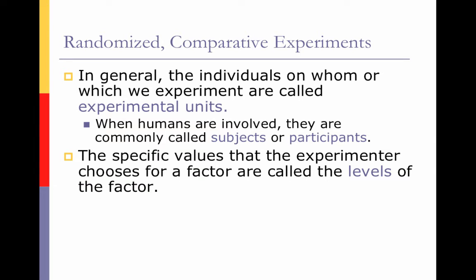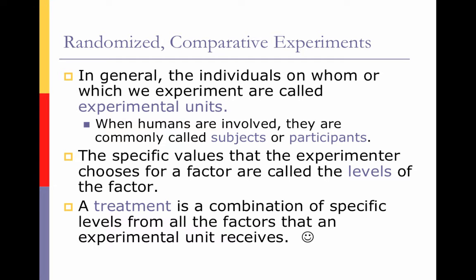The specific values that the experimenter chooses for a factor are called the levels of the factor. So for example, with the migraine medicine, there would be 3 different levels: full dose, half dose, no dose. A treatment is a combination of specific levels from all the factors that an experimental unit receives. So in the same example, there would be 3 different treatments.